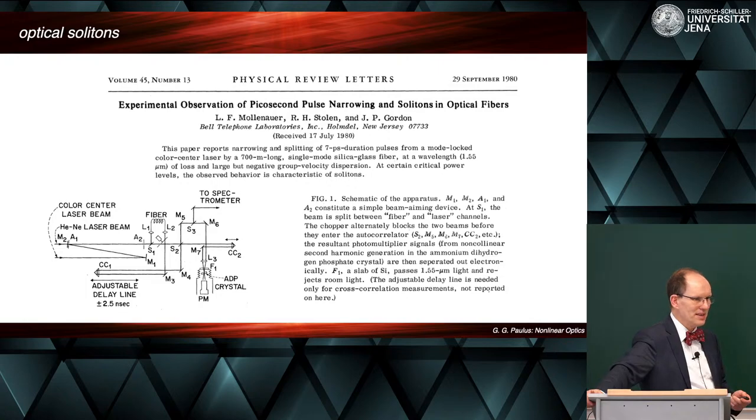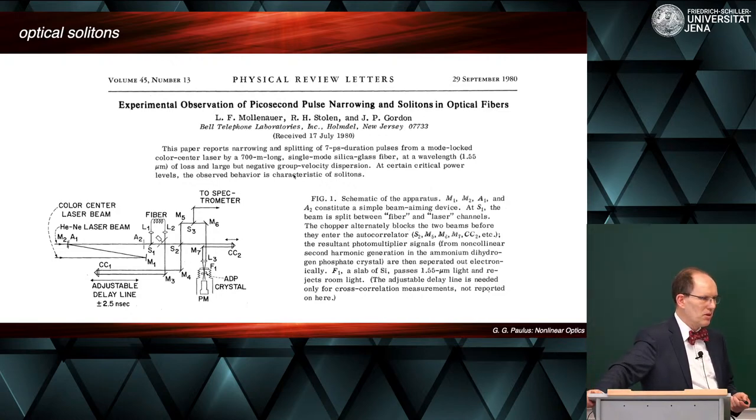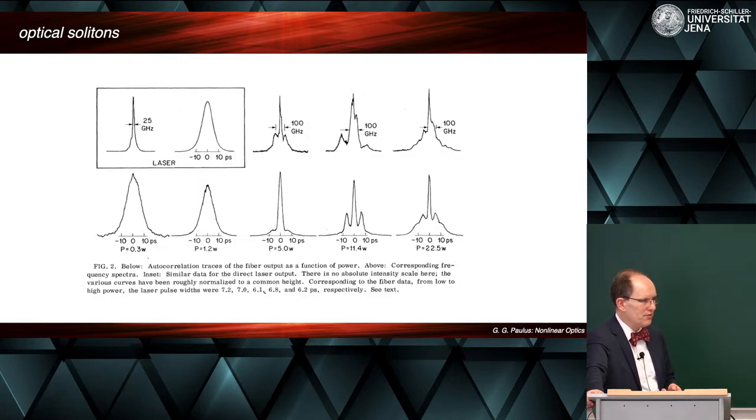And finally, 7 years after the prediction by Hasegawa, they had it. They did an experiment. This paper reports narrowing and splitting of 7 picosecond duration pulses from a mode-locked color center laser by a 700 meter long single mode silica glass fiber at a wavelength of 1.55 micrometers. This is actually where the dispersion is negative, where second order dispersion is negative. And here are a few figures of that.